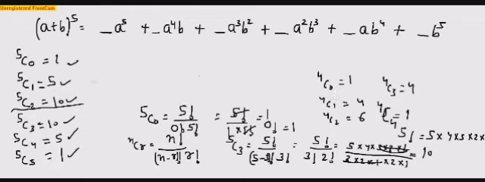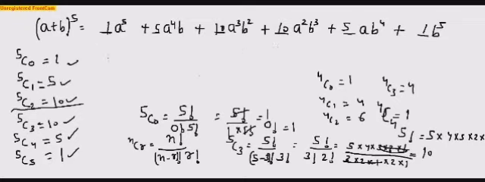Now coming back to these numbers, I substitute these: 1a to the power 5 plus 5a to the power 4b plus 10a cube b square plus 10a square b cube, then 5ab to the power 4 and 1b to the power 5. So that gives me the expansion of a plus b to the power 5.